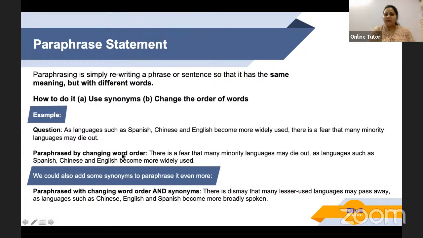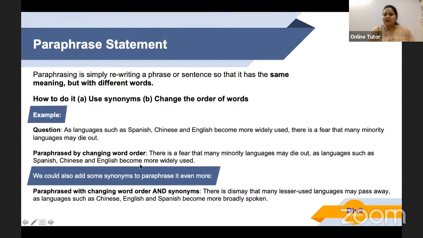Okay, we can paraphrase it in 2 ways. Let us consider an example by changing the order of words first. The statement could be rewritten like, there is a fear that many minority languages may die out as languages such as Spanish, Chinese, and English become more widely used.